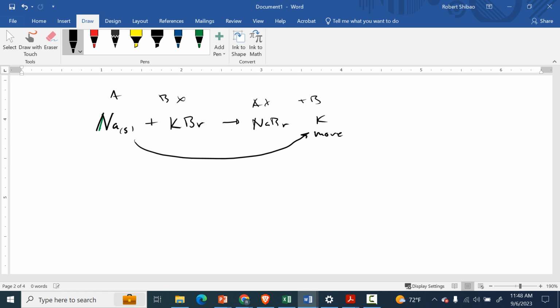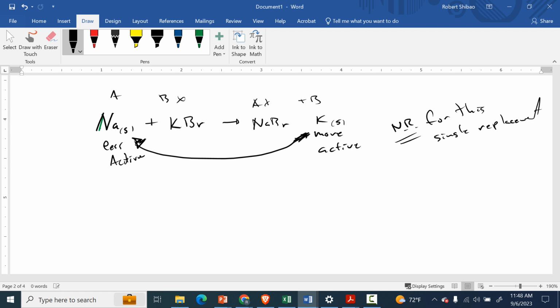So we're going from less active to more active. Is that uphill or downhill? This is uphill. And so the driving force would be the reverse, more active to less active. So we expect NR reaction. But I should say no reaction for this single replacement. But it turns out no reaction is wrong.